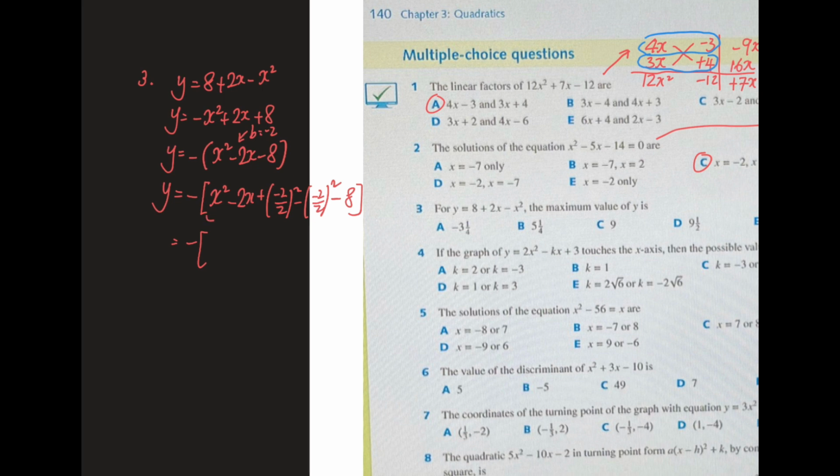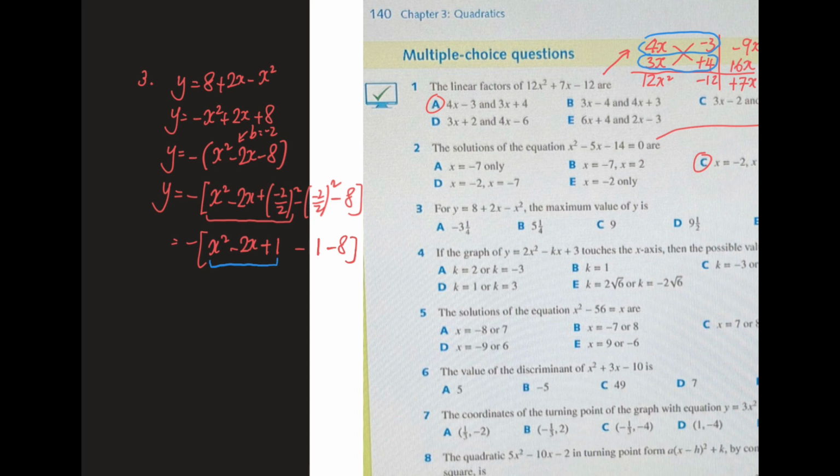Okay, then for the first 3 terms here, we need to factorize them to be 2 same factors. Of course, if you want to simplify it first, it can be like this, where I know minus 2 over 2 is minus 1. Minus 1 square becomes positive 1. So this is going to be positive 1. This is going to be negative 1.